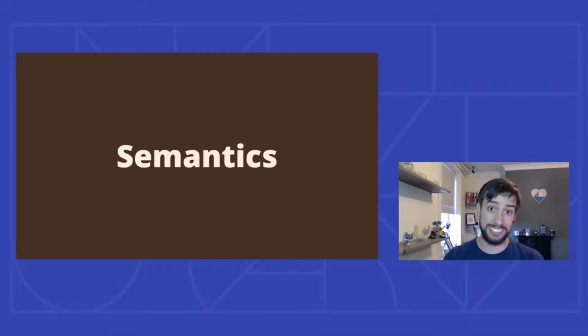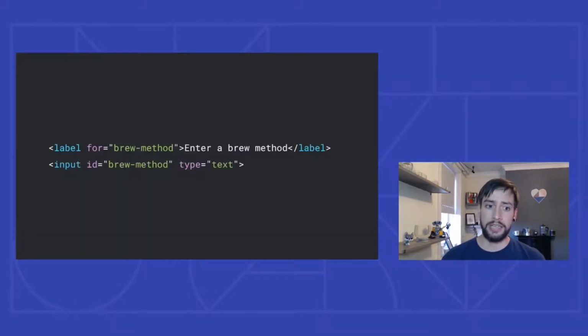Now, there's an area in this that's a bit tricky. If we go back to our label and input. Again, if these are both within the light DOM or both within the shadow DOM, these two can talk to each other.